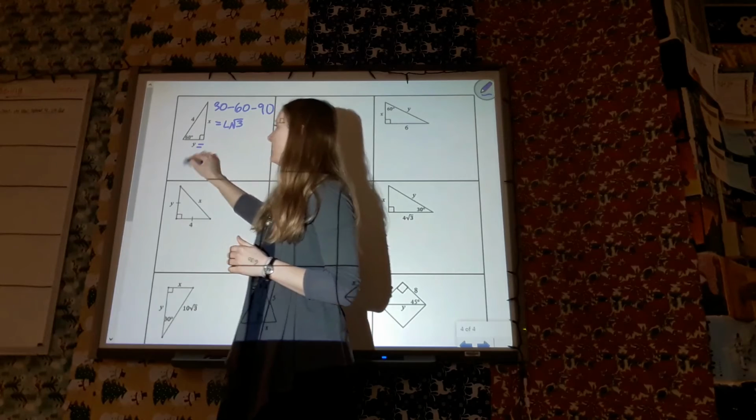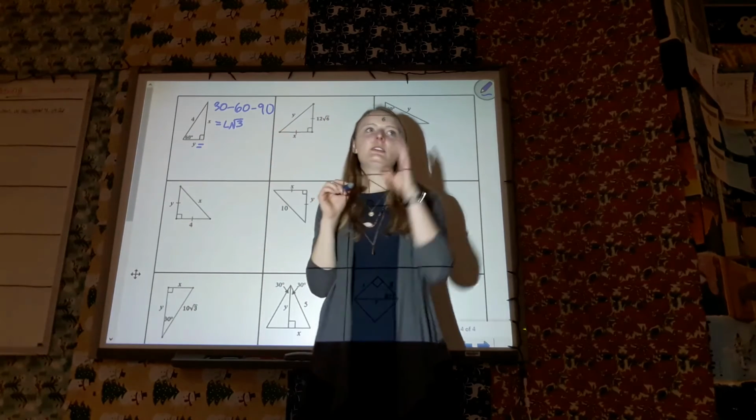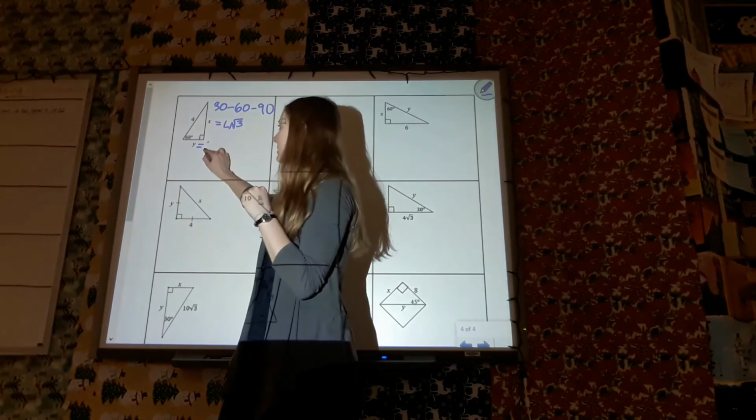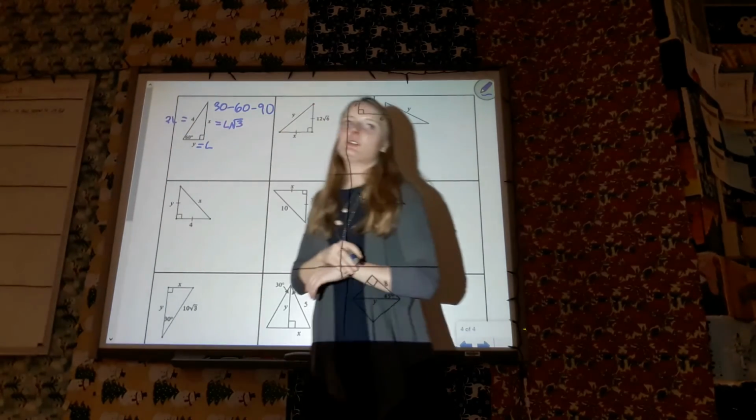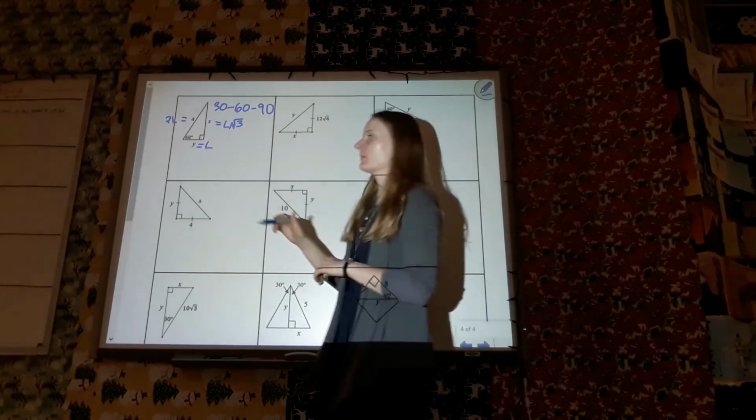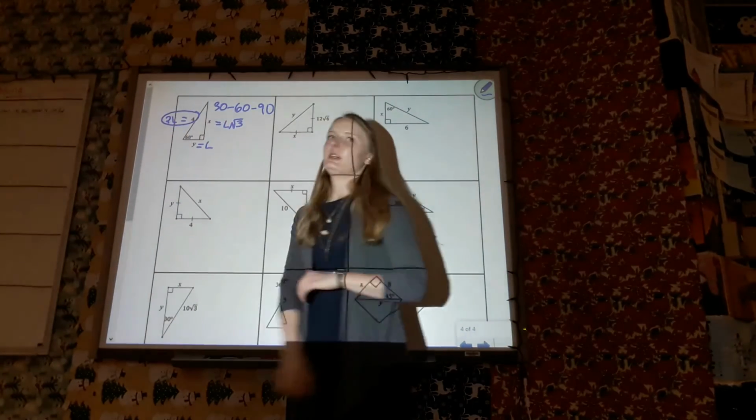What about the Y? Y is the shortest side, so it's L. And then the 4 is 2L. Alright, which one of these do I circle? This equation right here. That's the one you circle.